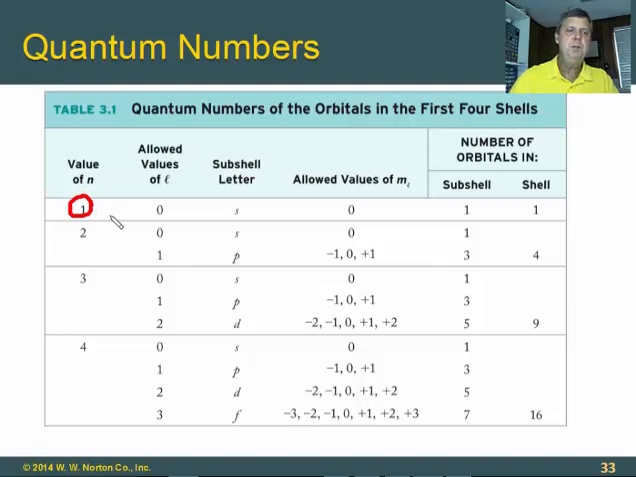For n equals 1, we have only one subshell. That's a 0, and we denote this by an s instead of 0. So one subshell, one shell each. For the second energy level, we have 2 subshells, 0 and 1. So we have an s and a p instead of saying 0 and 1, and so on.